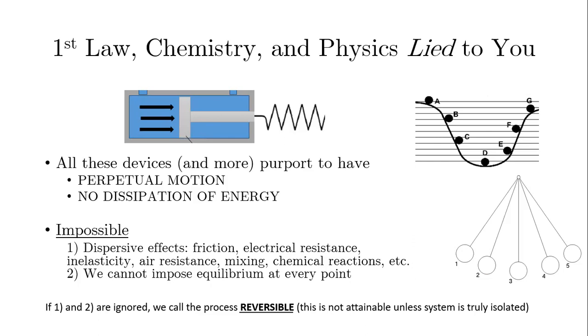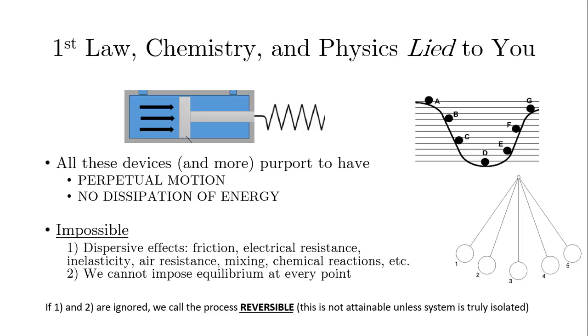Other types of dispersive effects include mixing or air resistance, as you've seen. I have electrical resistance, so that's why I can't have a wire forever have a current. The wire itself has a built-in resistance that will take in some of the heat. Inelastic processes, chemical reactions, all of these things absorb some of the heat and have some sort of an efficiency built into them.